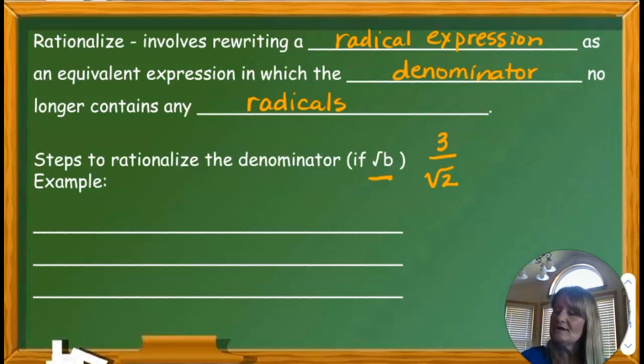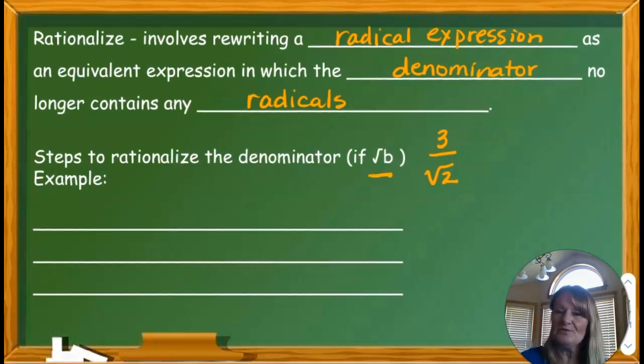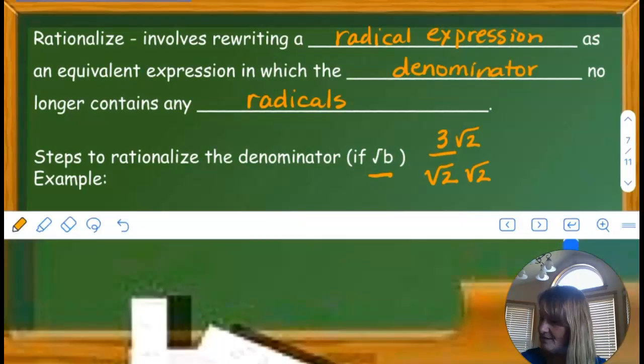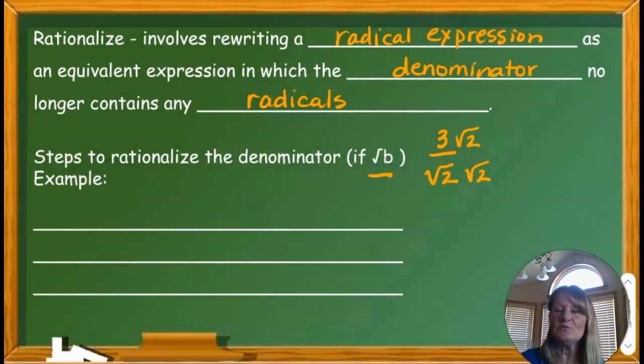And so what we're going to do is multiply both the numerator and the denominator by the square root of 2. Now the question is, why did I choose the square root of 2? Let's think about this real quick, because if I have the square root of 2 times the square root of 2, what I have is the square root of 4, because 2 times 2 is 4.